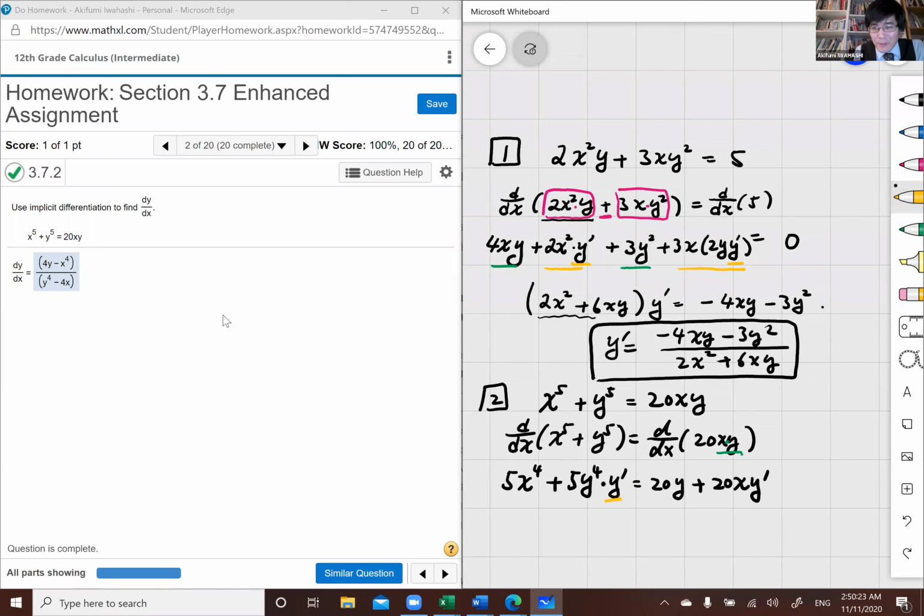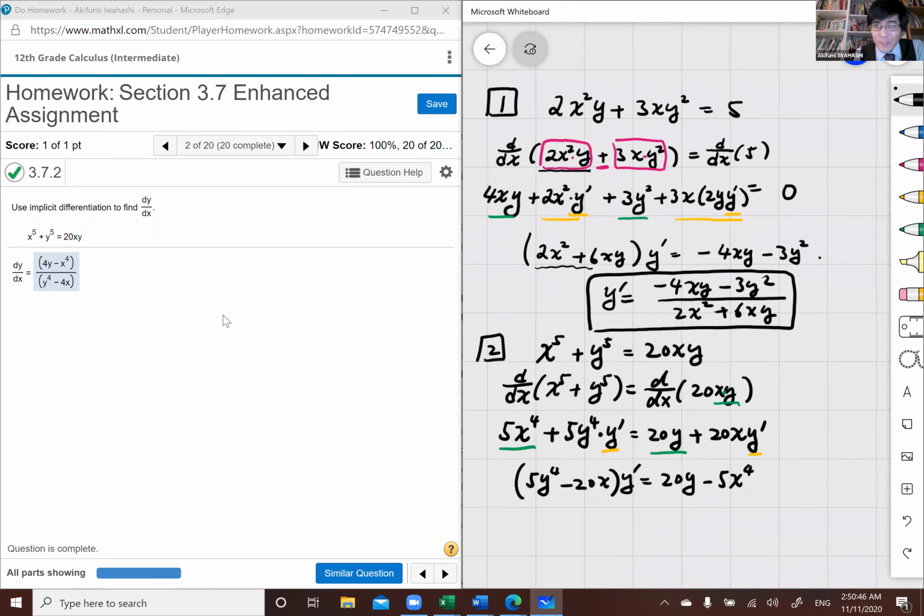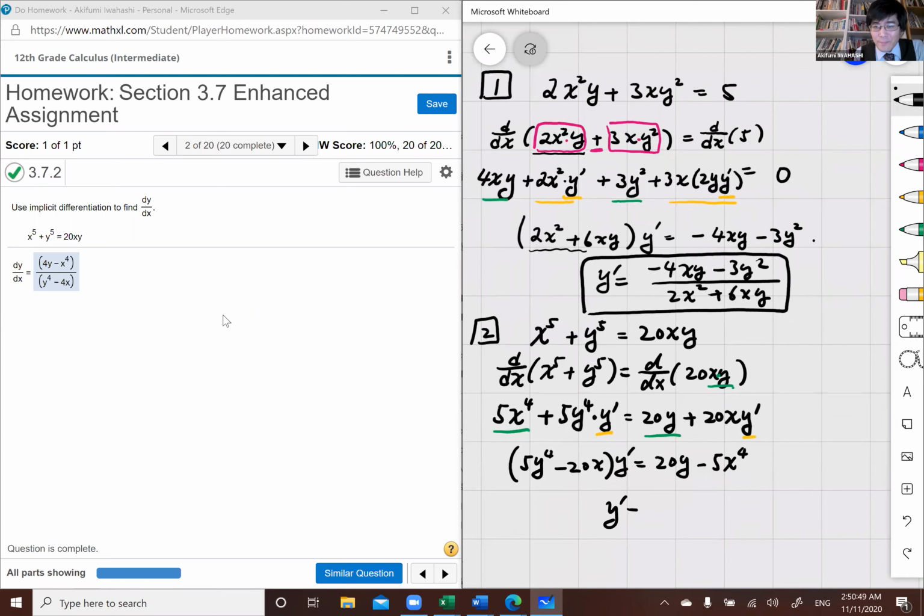Again, this is a linear equation in terms of y dash. So combine these two yellow terms on the left side of the equation and combine these green terms on the right. So you're going to get 5y to the fourth minus 20x, in parentheses, times y dash is equal to 20y minus 5x to the fourth. Now divide both sides by this. We're going to get 20y minus 5x to the fourth over 5y to the fourth minus 20x.